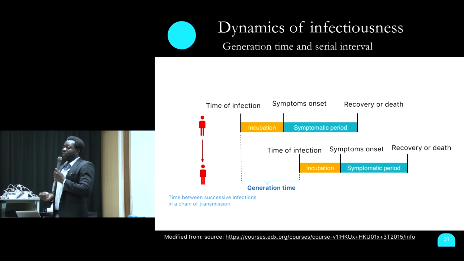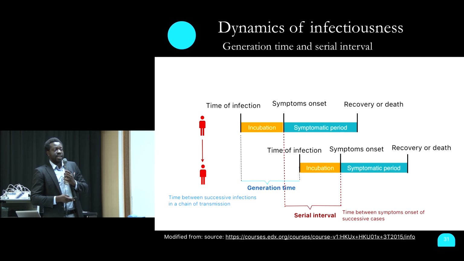But most of the time, we know that we have a disease only when we have symptoms. So it's really difficult to accurately estimate the time of infection because generally we don't know. So what we do is that we look at what we call the serial interval as a way to estimate the generation time.